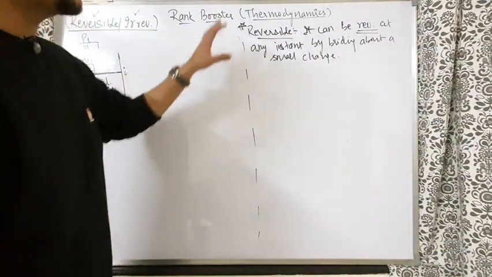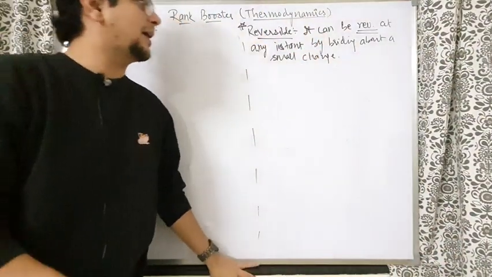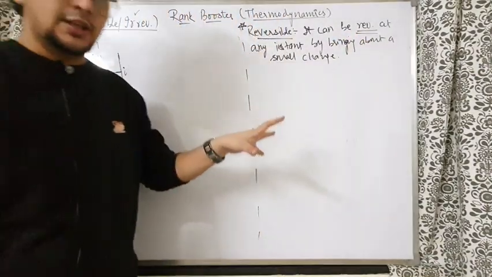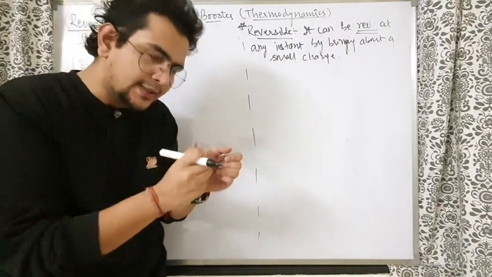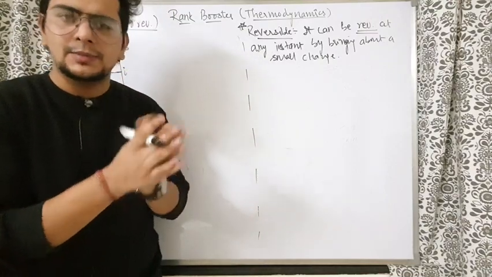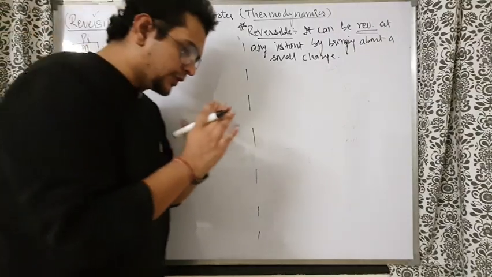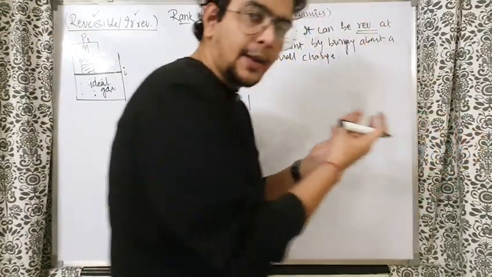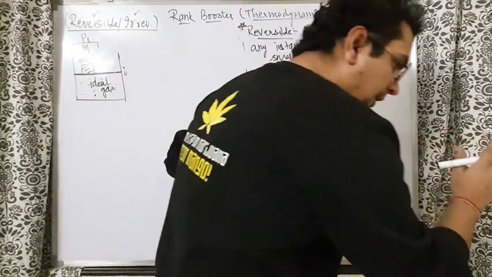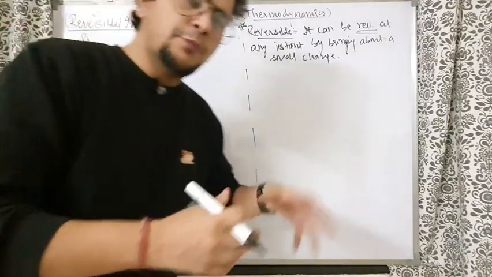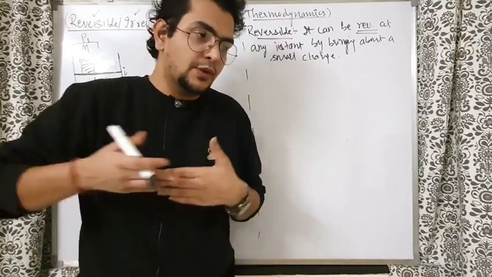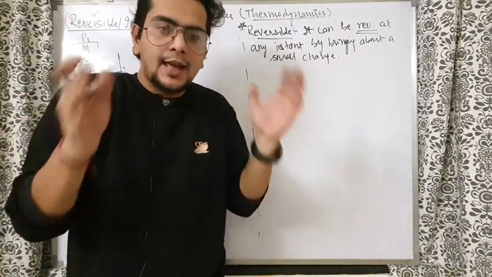What is a reversible process? A process which can be reversed at any instant by bringing about a small change. If you bring about a small change, and the process can be immediately reversed in the opposite direction, that kind of process is called a reversible process. Let's take one example. If I move in this room in the forward direction and at any point of time I can come back, is my movement reversible or not? Like I go forward and anytime I want I can come back. If your answer is yes sir, reversible, you were going forward and then you came back, you reversed very easily. The answer is no.